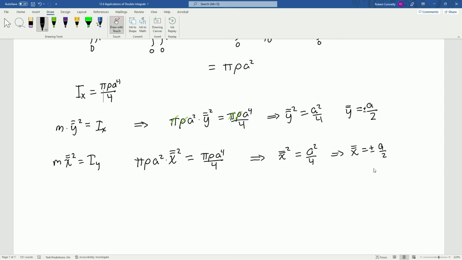But I should point out that since the radius of gyration is exactly that, a radius, we actually don't need the plus or minus because that's just meant to be a distance. So in other words, the radius of gyration is a over 2 for both the y-axis and the x-axis.